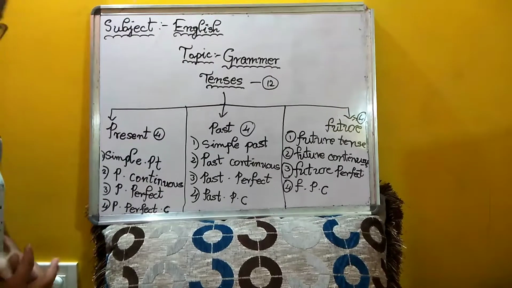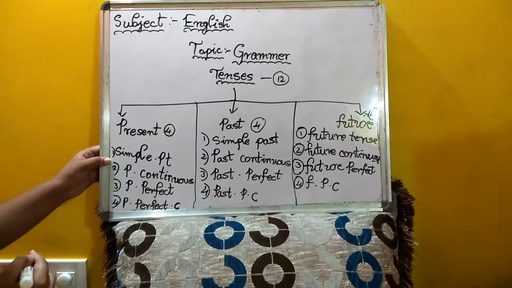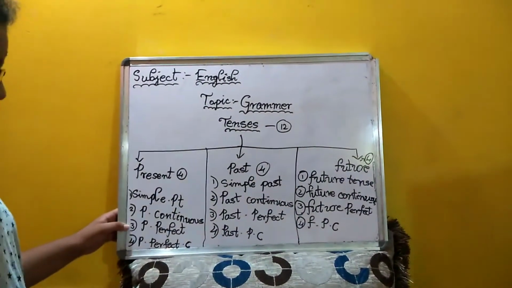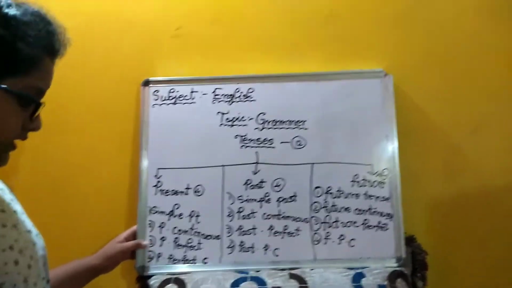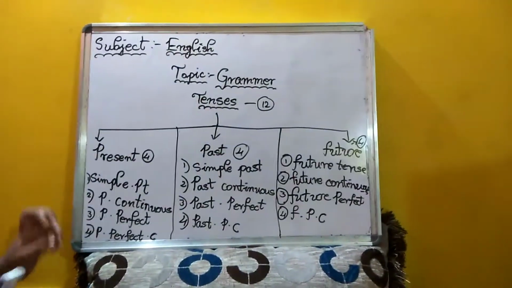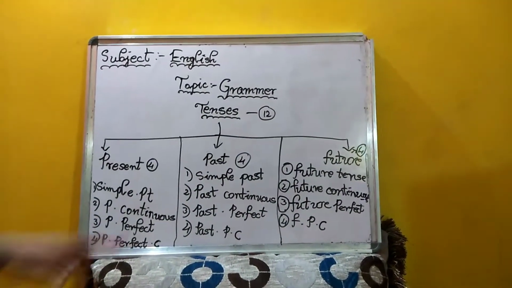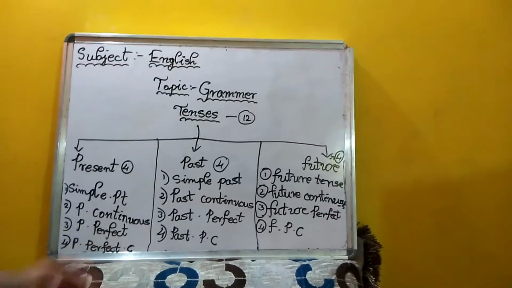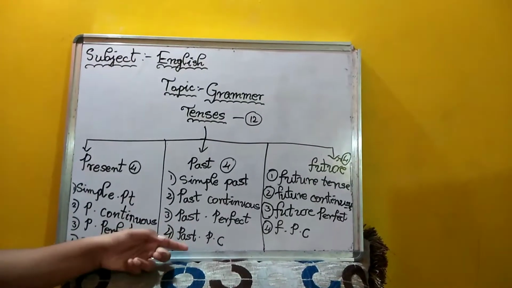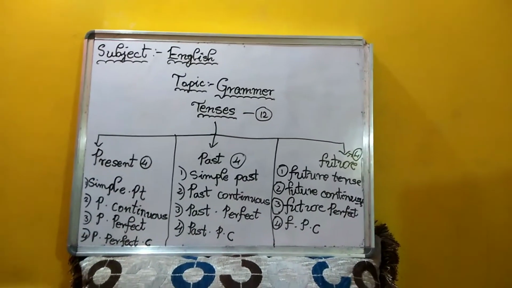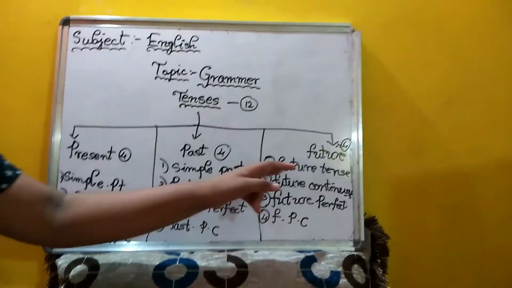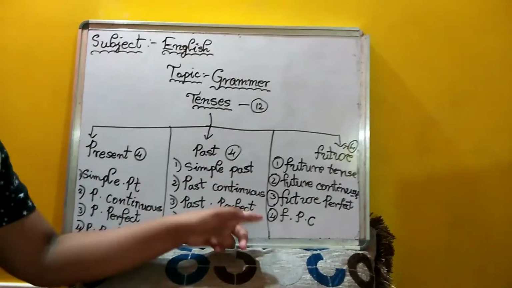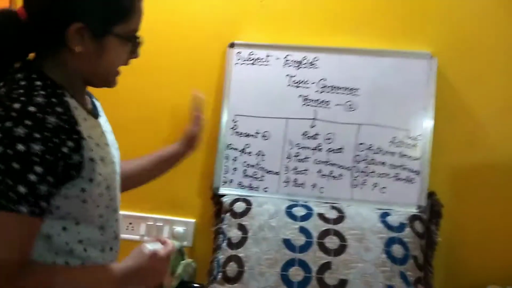Coming to present tense, the first tense is simple present tense. The second one is present continuous. Third one, present perfect. Fourth one, present perfect continuous. Now coming to past: simple past tense, past continuous, past perfect and past perfect continuous. Now coming to future tense: simple future tense, future continuous, future perfect and future perfect continuous. These are the tenses.